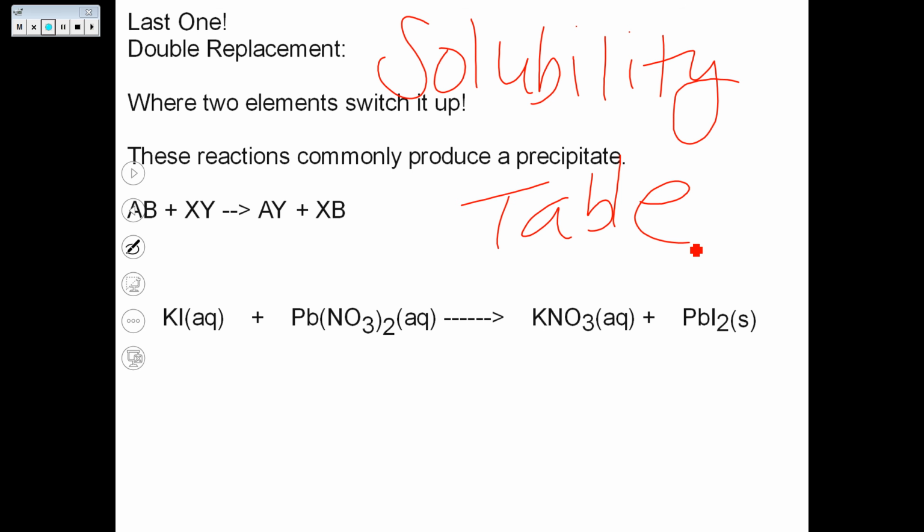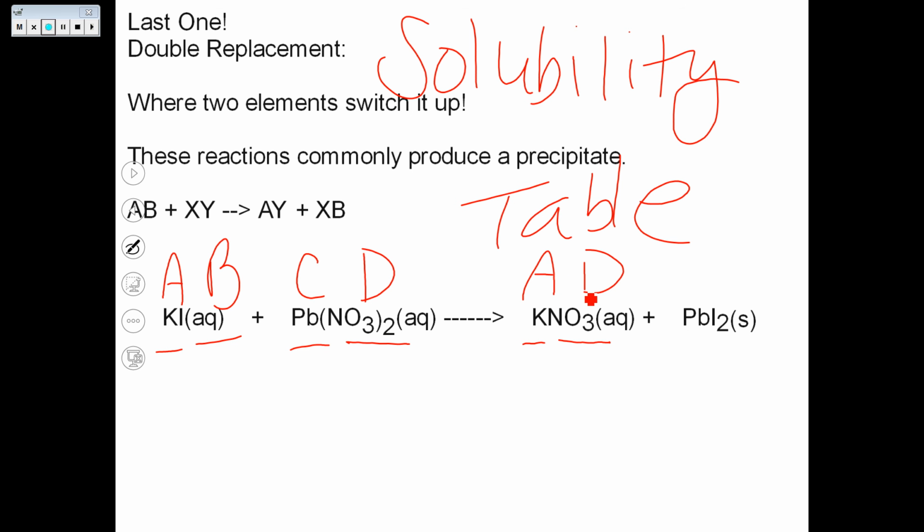But here you have a compound, which is AB. You have Pb(NO3), which I'm going to call CD because it's just easier to do it in ABC order like that. And then over here, you have K with the NO3. So the K is now with the anion from this guy. And PbI2 is now CD. Okay.